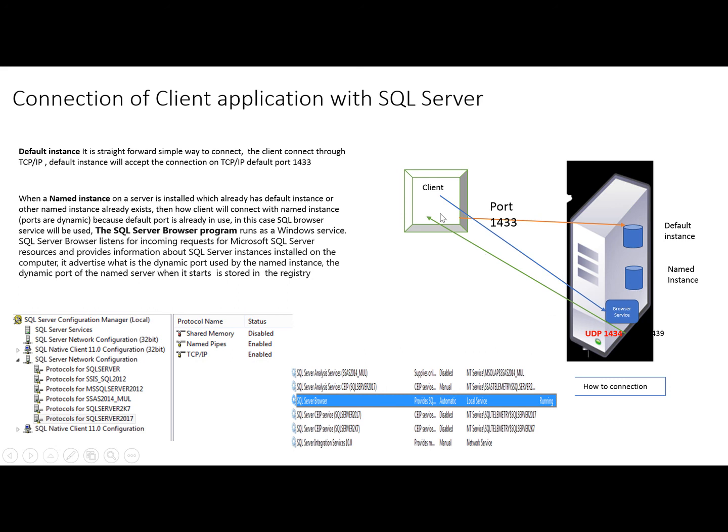So when the client wants to connect with the named instance, it will communicate with the browser service on UDP port 1434, and the browser service will return the dynamic port of this named instance to the client. Now the client has the port number of the named instance, and it will communicate with this named instance using this port. So this is the function of the browser service.